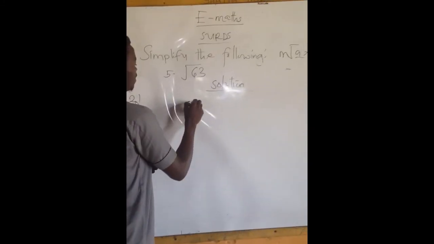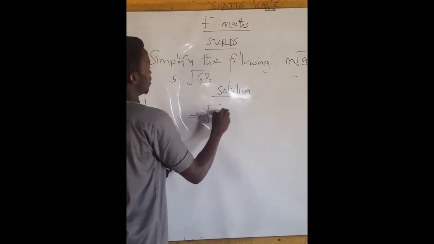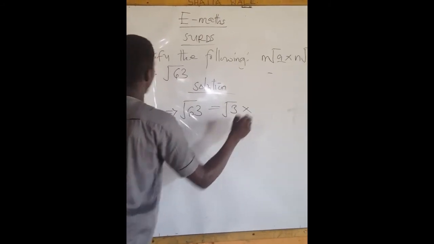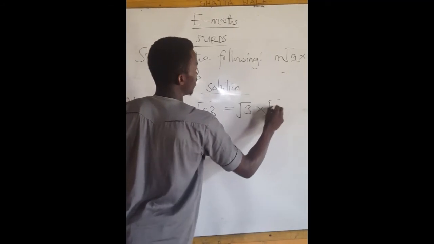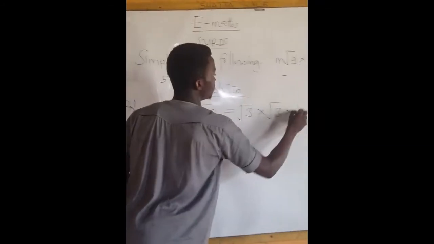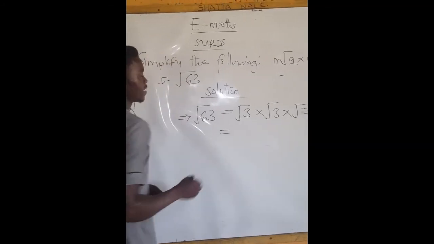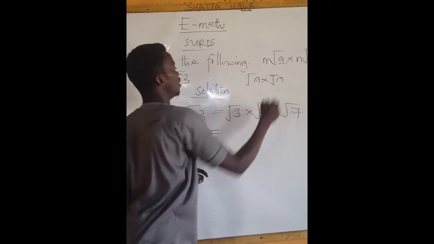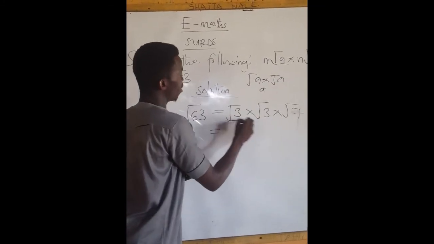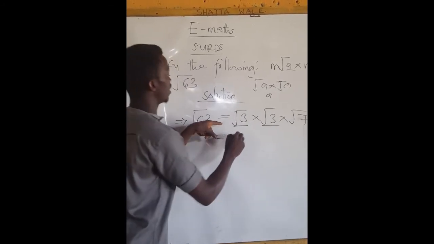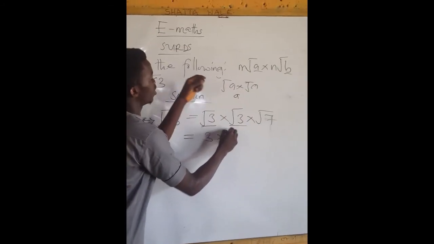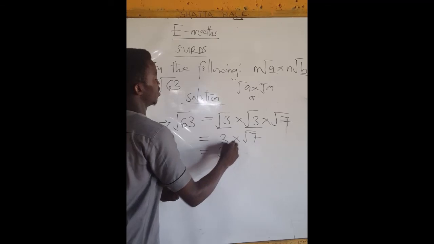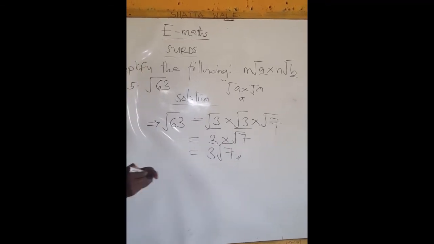So this simply means our root 63 can also be written as root 3 times root 3 times root 7. By the first law, root A times root A is going to give us what? A. So we have root 3 multiplying root 3, which means we are going to get 3, then times your root 7. And 3 times root 7 is what? 3 root 7.